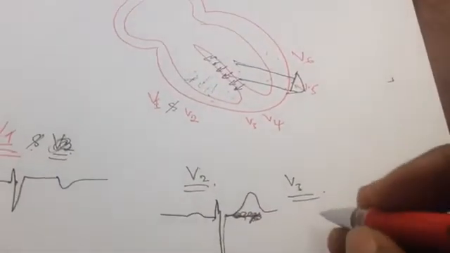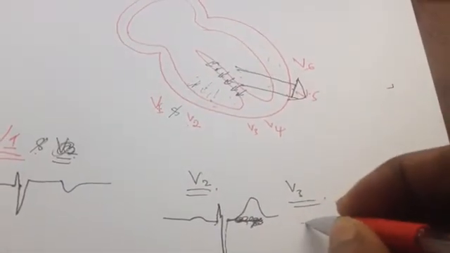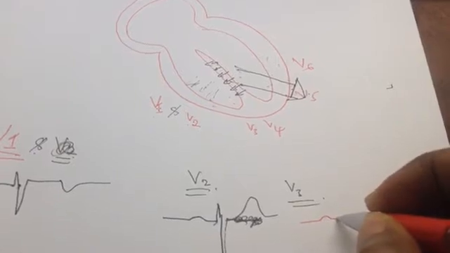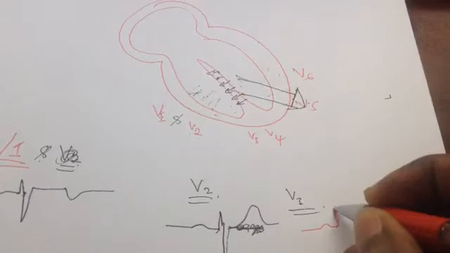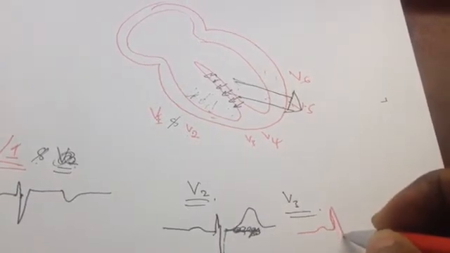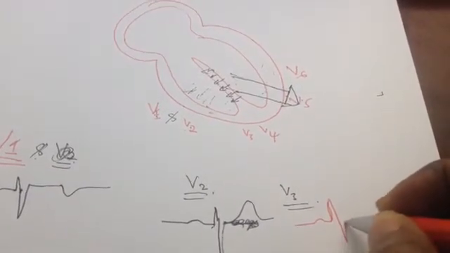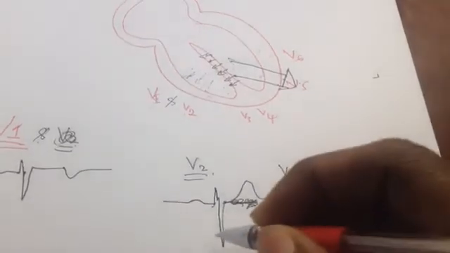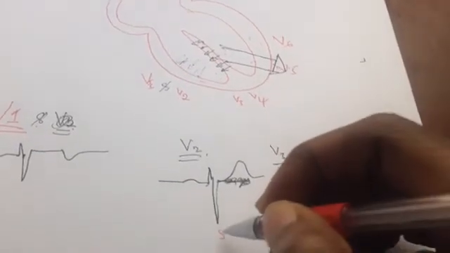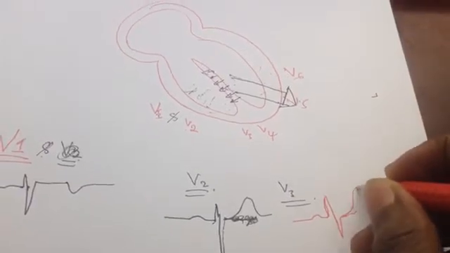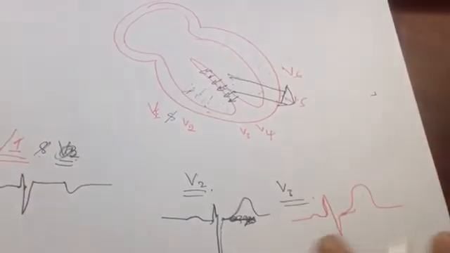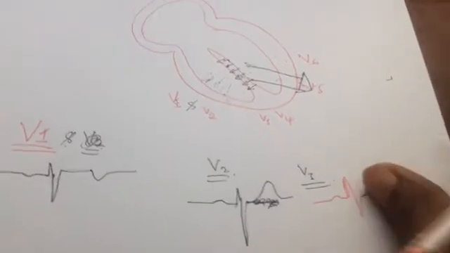So for V3, they will show this is the P wave, right? And then the R wave is going to be a little bit taller, like this, and then this is going to be shorter than the S wave here. This is the S wave, right? Because it's a negative deflection. So like this, and then a very tall T wave. The T wave is very tall, right? So that is it.